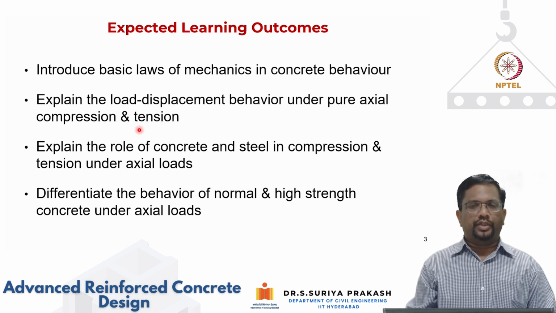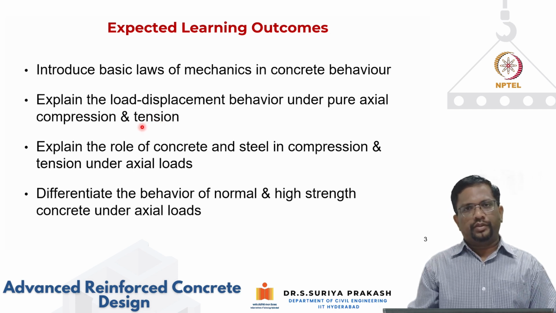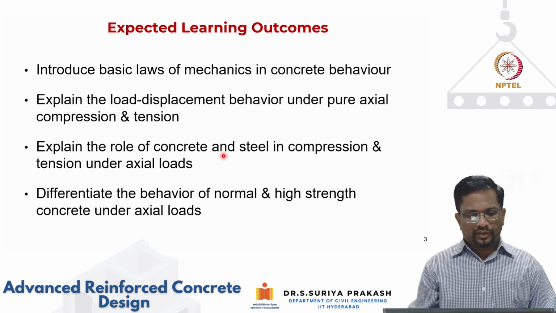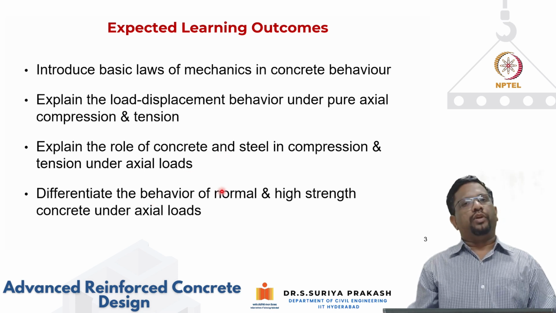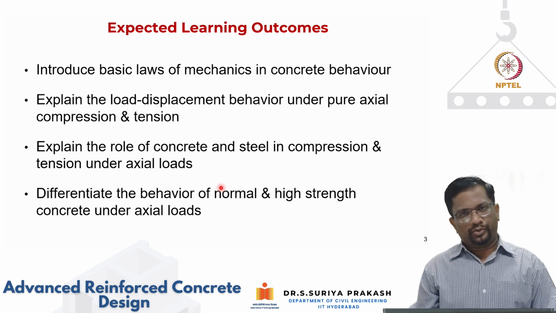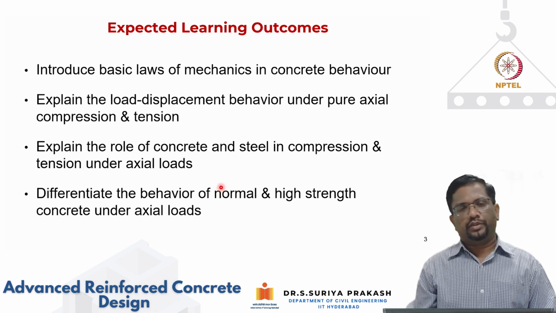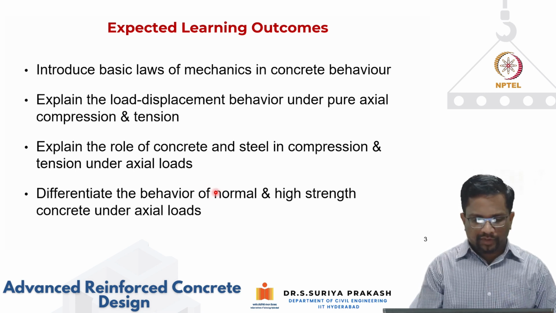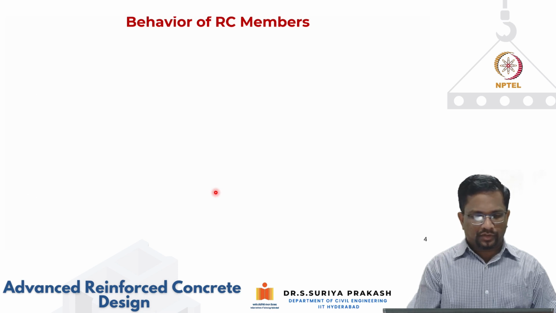And we will also try to vary the concrete strength and the amount of steel. And we'll try to explain the role of concrete and steel in the behavior under axial loads, particularly how each is going to contribute in compression and tension. And we'll also take one example. We'll compare the behavior when we use low strength concrete and high strength concrete, how the behavior is going to change. Okay, so differentiate the behavior between normal and high strength concrete.